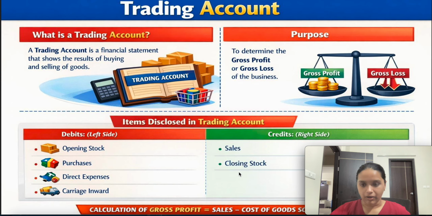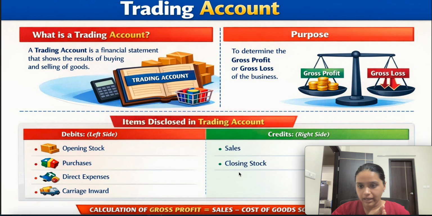Gross profit is the profit that we have generated or earned by selling the goods or by providing the services. So it is just a statement that shows the result of buying and selling of the goods. It means whatever we have earned through our main operation, our main business, we can show in the trading account, or that financial result we can see through the trading account. So the main purpose is that whatever the businessman earns through their main business, we need to disclose in the trading account, or we can see that result through the trading account.